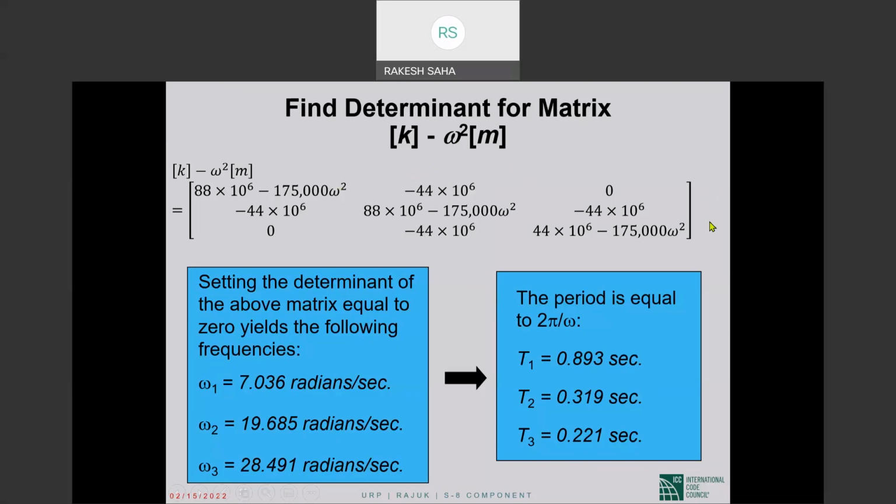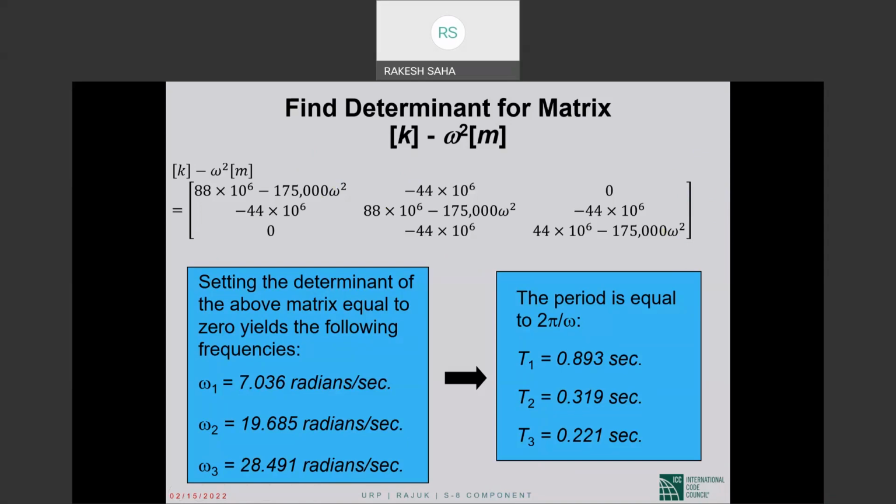This matrix times the amplitudes is equal to the null vector. If we take the determinant of that matrix and set it equal to 0, we can solve for values of omega. Since there are 3 equations, there are 3 values of omega that we will get.